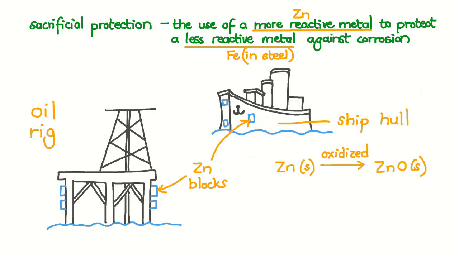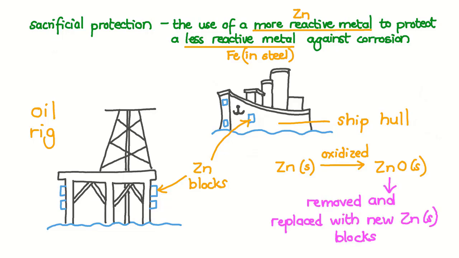of the steel. Over a long period of time, all the zinc in the blocks is oxidized to zinc oxide. All that needs to be done is the zinc oxide blocks are removed and replaced with new zinc blocks. And so the sacrificial protection of the iron continues. Now potentially any metal that is more reactive than iron could work as a sacrificial protector. But zinc is both cost-effective and easily available, and so it is the metal of choice.